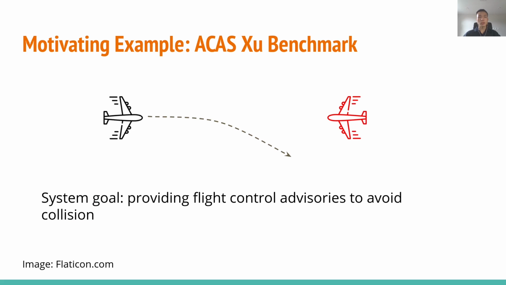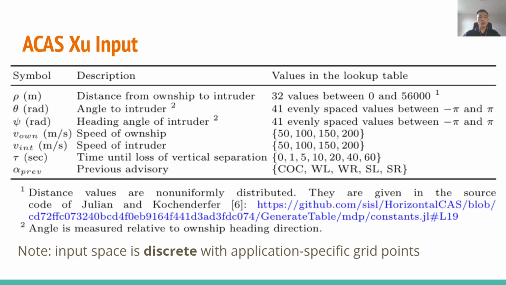Let me first introduce our motivating example, the ACAS Xu benchmark. This benchmark has been widely used in the neural network verification research in recent years. The goal of the system is to provide flight control advisories to avoid potential collision. The system takes 7 inputs as shown in this table. These inputs are mostly speed, direction, or distance measurements of the ownship and the intruder. Note that the input space is discrete, with application-specific grid points.